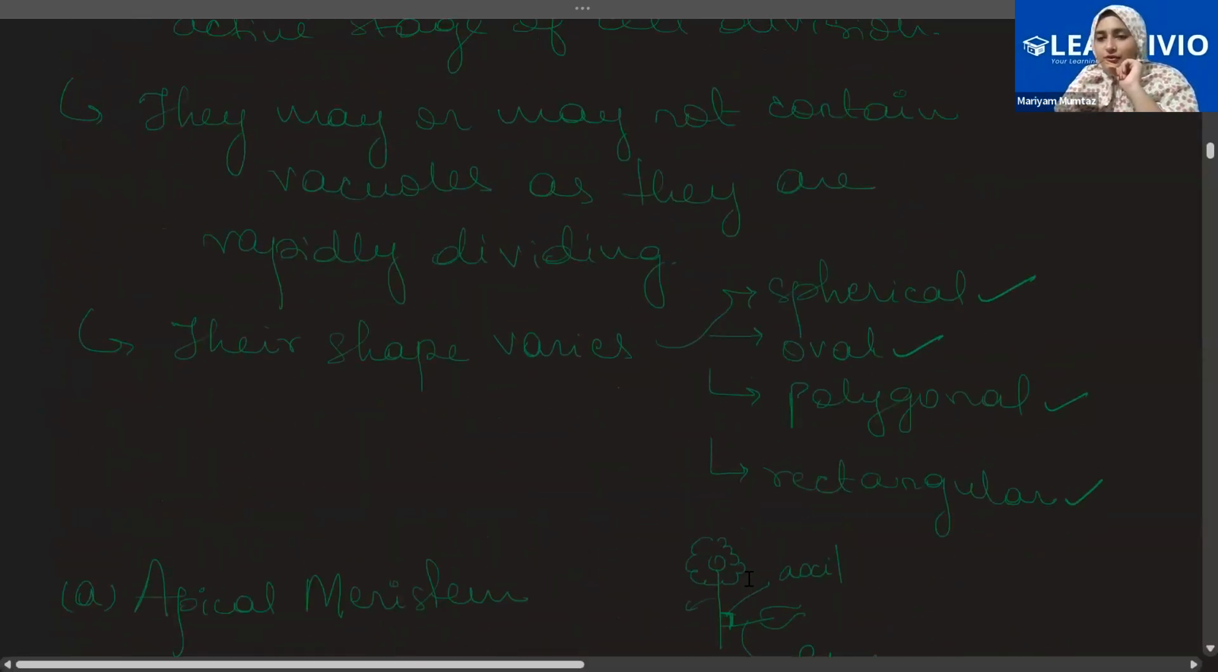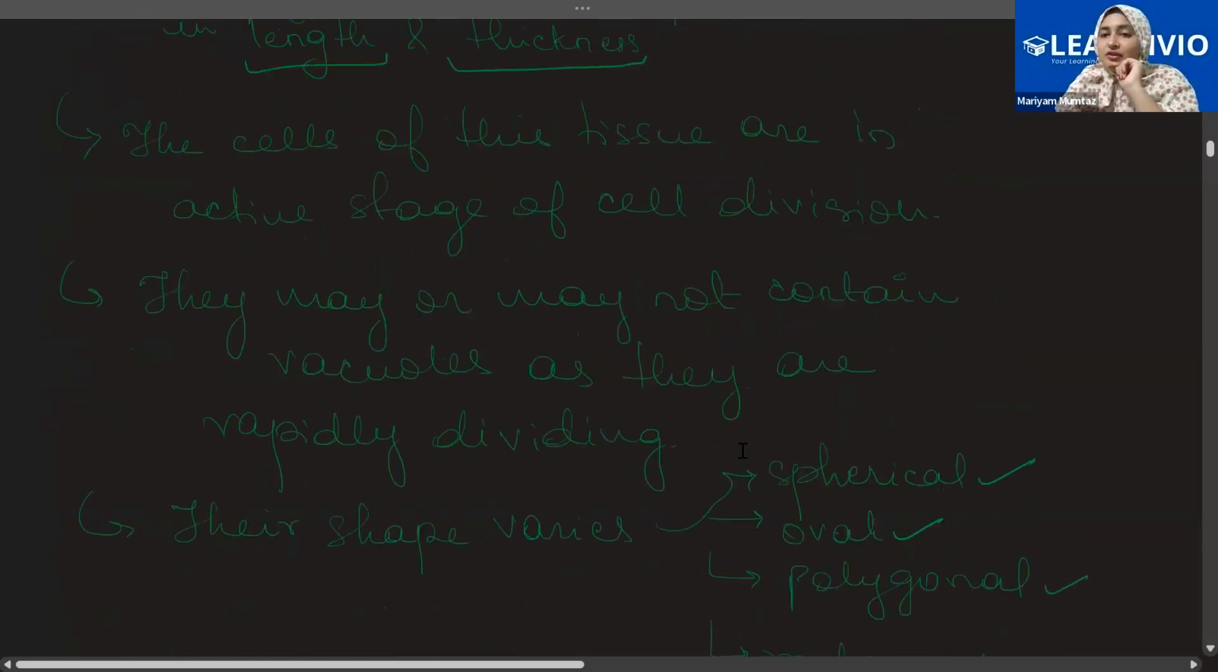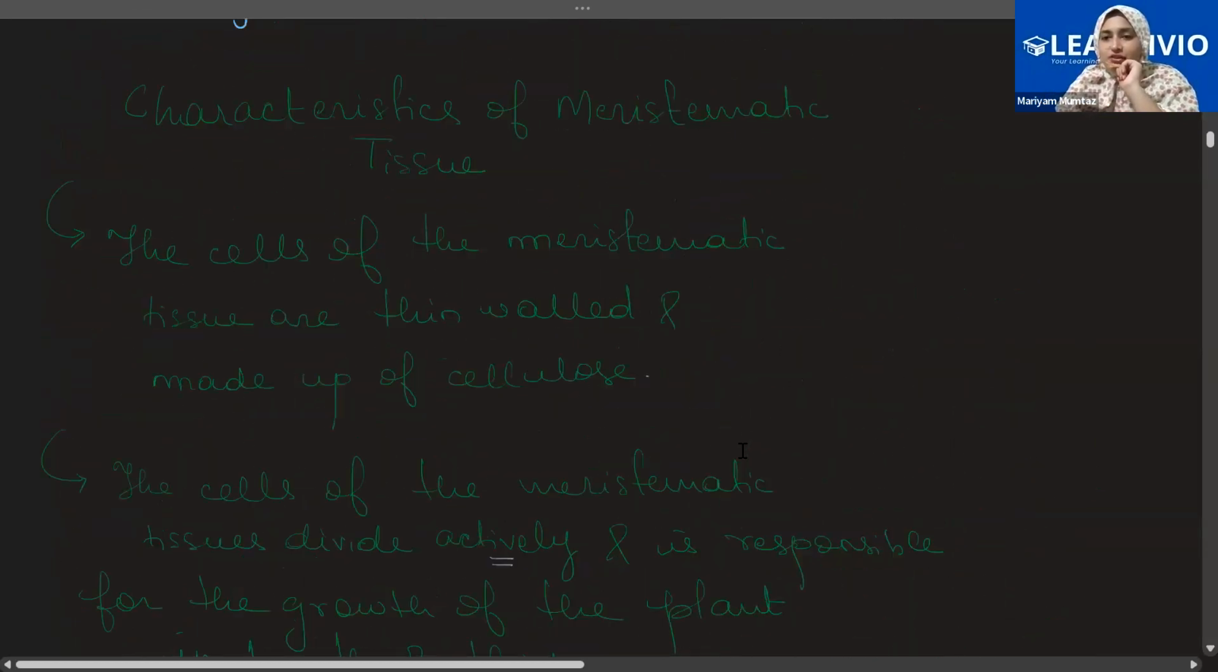All right. So this was all there is to know in terms of the characteristics of the meristematic tissue, right?